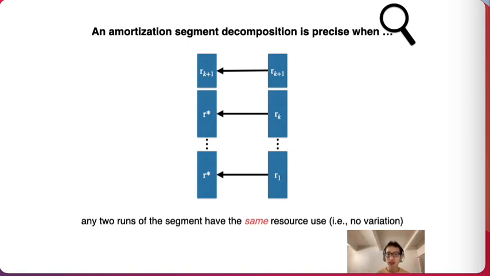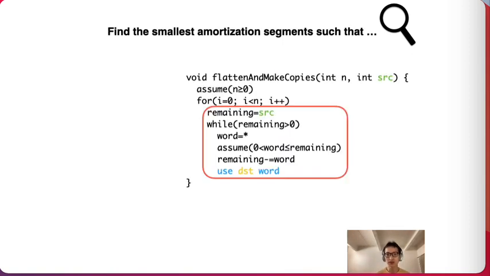The reason is that if R1 through Rk are all the same, then R star is the same as R1, R2, and all the way up to Rk. And therefore, the approximation on the left is exactly the same as the actual cost on the right. This is our guiding principle for automatically selecting the amortization strategy. We do not want to lose any precision. Now, how do we find the segment decomposition such that any 2 rounds of segment have the same resource use?